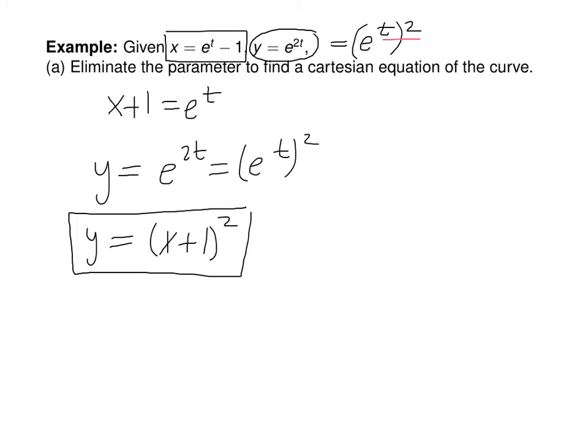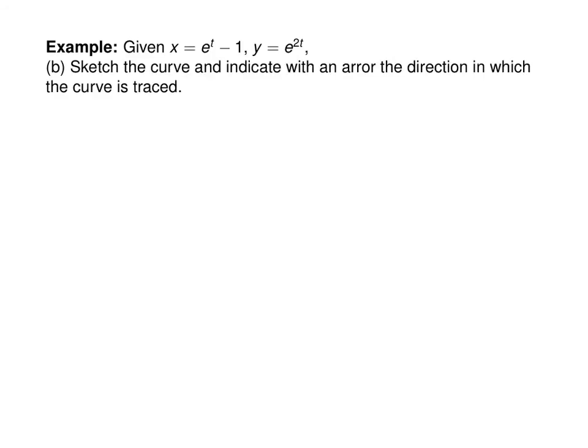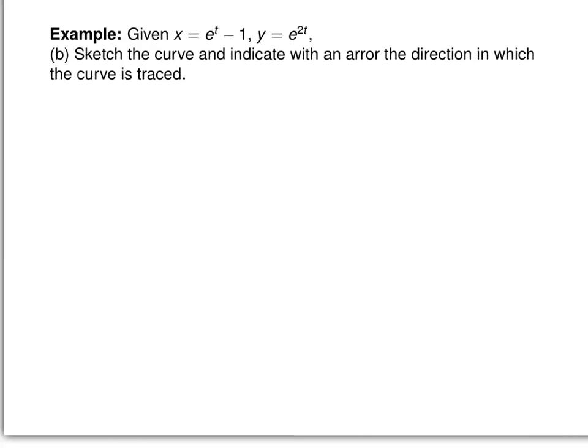So this is a parabola shifted left 1, and you have to figure out which way it is traced. Oops, that's the next part. So sketch the curve and indicate with an arrow the direction in which the curve is traced. So we know that we have a parabola, so y equals (x plus 1) squared.